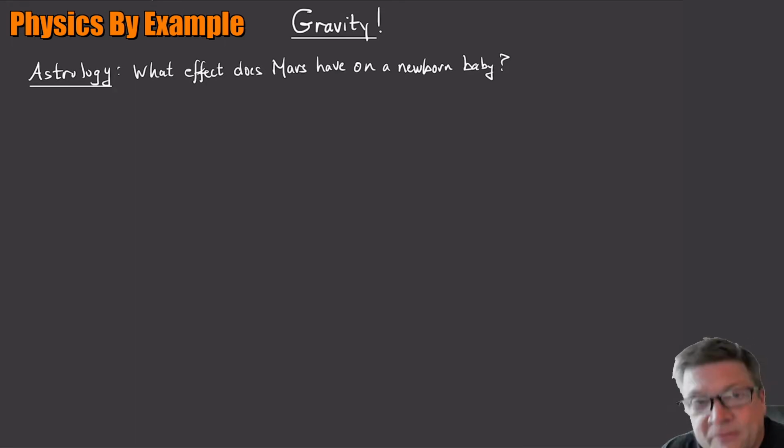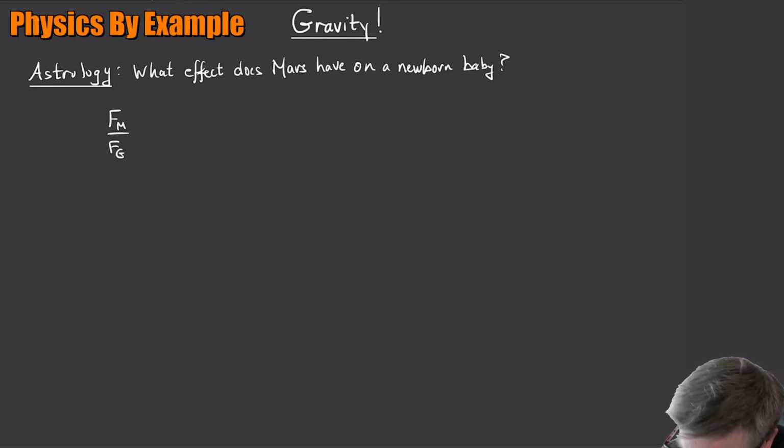In fact, because this is going to illustrate another powerful way to reason this out, what we're going to do is form a ratio. We could just compute the forces and compare the forces, right? But a useful way to do it is to create the ratio of the gravitational force of Mars compared with the gravitational force due to the doctor. And both of these are on the baby. All right, well, we can write those down.